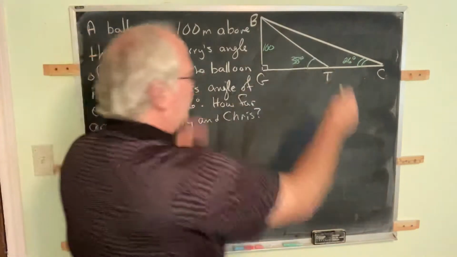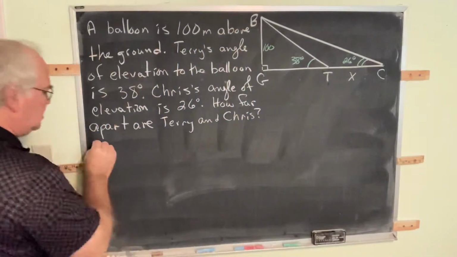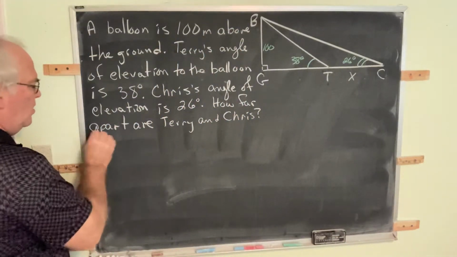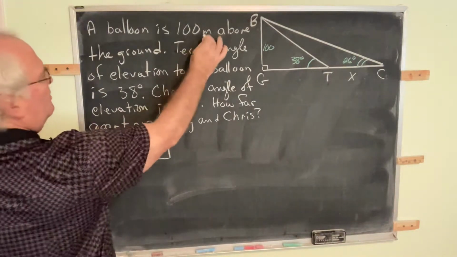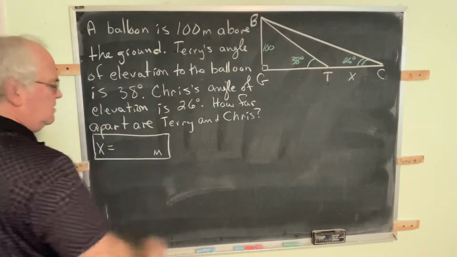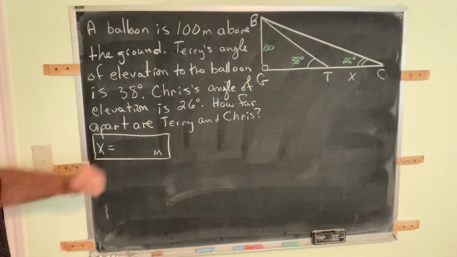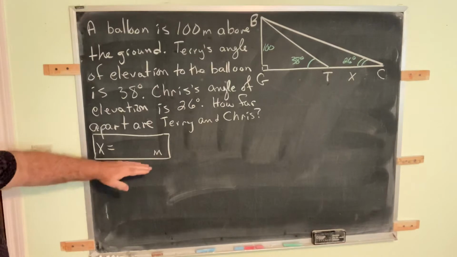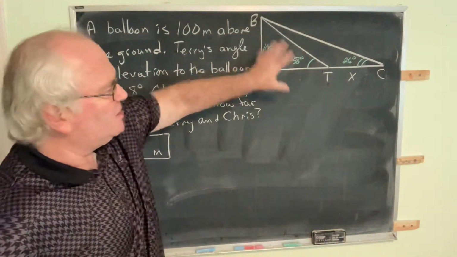So let's label this with some values here. Let's call this distance that we're looking for X. So ultimately, our goal is to find that value. And we might as well already go ahead and put it in. We know this is going to be in meters. So let's genuflect to the physics people and put our units in here. So our goal is to find the distance between Terry and Chris in meters. Now, what we have is given some information about this triangle.